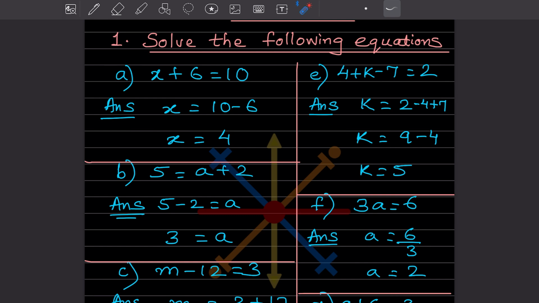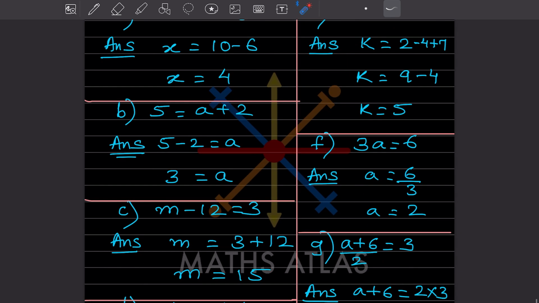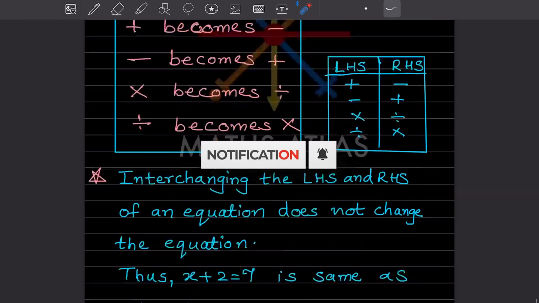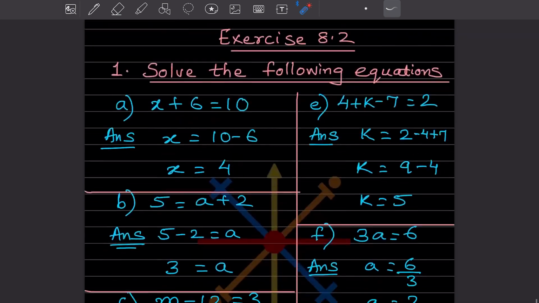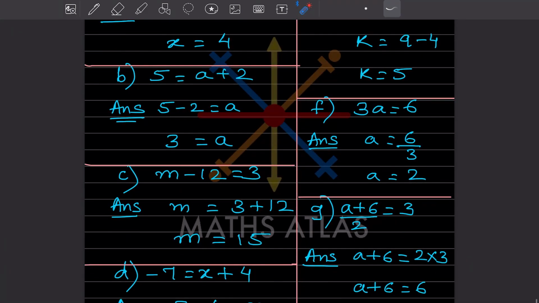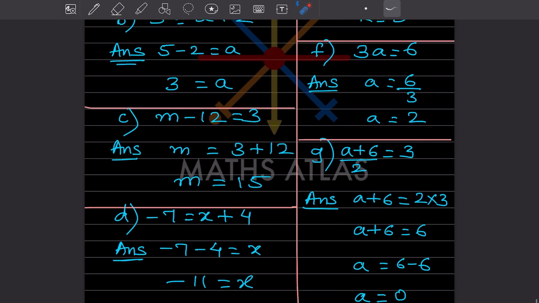Yeah. So now the next question says that 3a is equal to 6. There is a multiplication sign over here. So a is going to be, when multiplication becomes division, can you see here? Multiplication becomes division. Now what will that be? When you cancel out this one, here it will get divided. 3 ones are 3, 3 twos are 6. So a is 2.